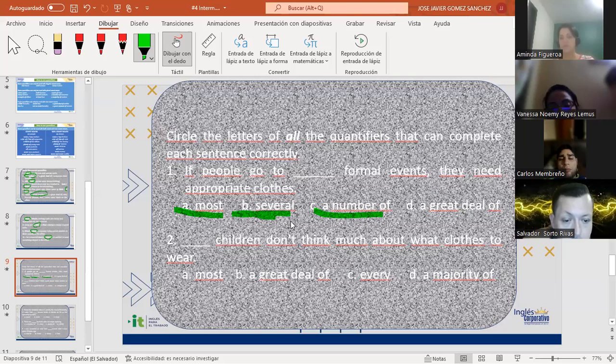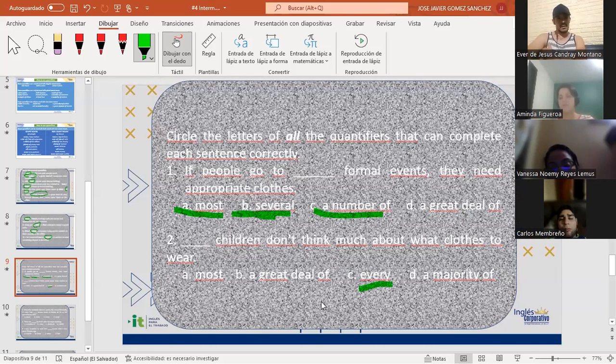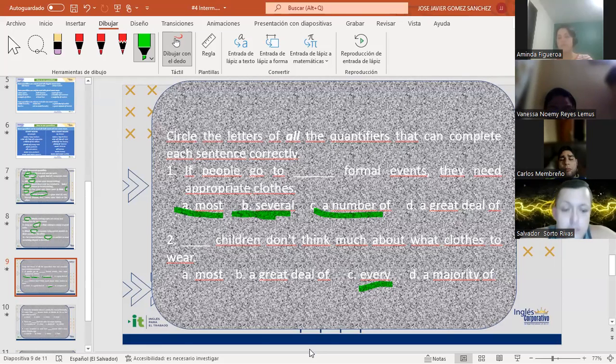Okay, good. Every children don't think much about what clothes to wear. Letter C. Okay, you say yes. Letter C, right? Good. What else? ¿Cuál más? A great deal of. Por ahí me le están ayudando el público, Vicky. ¿Acepta la ayuda, o no acepta la ayuda, Vicky? Great deal of. Una gran cantidad de niños.